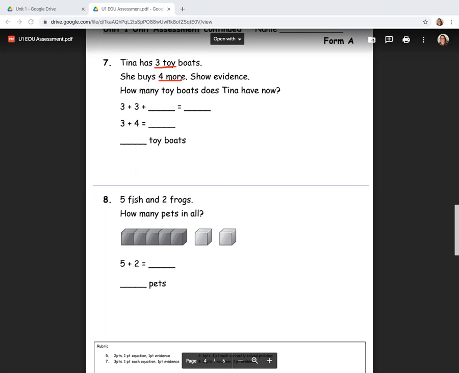Problem number 8. 5 fish and, there's the joining word, 2 frogs. How many pets in all? Here's your evidence. Solve your problem. Label part, whole.